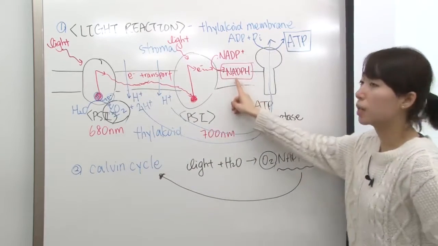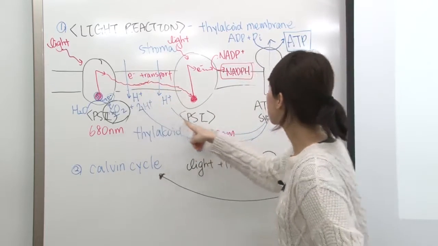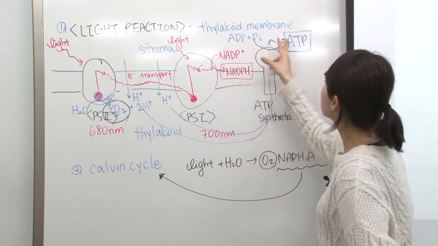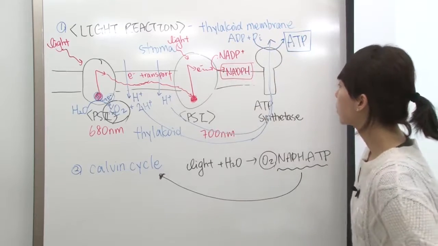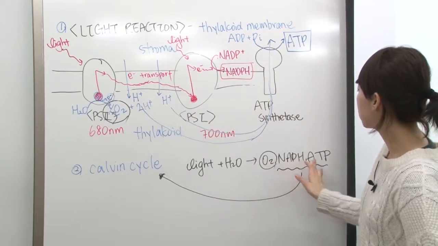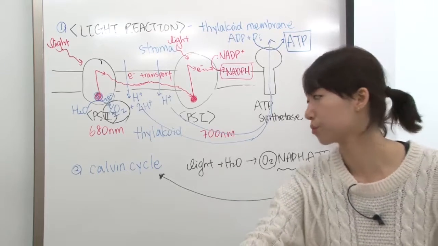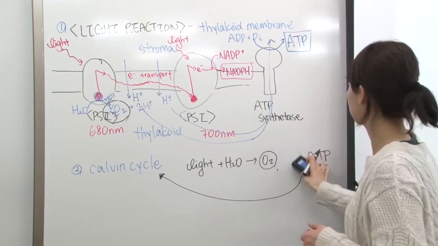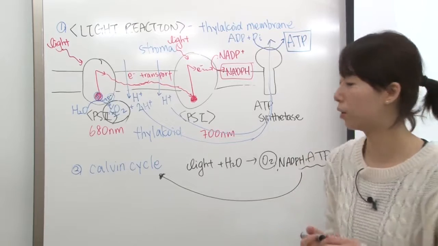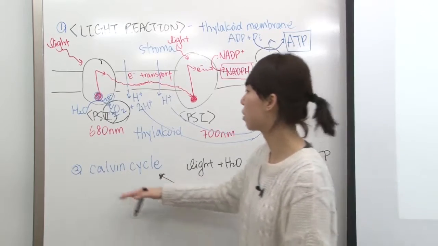Also, other than NADPH, the proton gradient formed from the electron transport goes down the gradient through ATP synthase, rotating it to produce ATP from ADP. So the final products of the first step are O2, NADPH, and ATP. These two, NADPH and ATP, get sent to the next step, which is a light-independent cycle called the Calvin cycle.